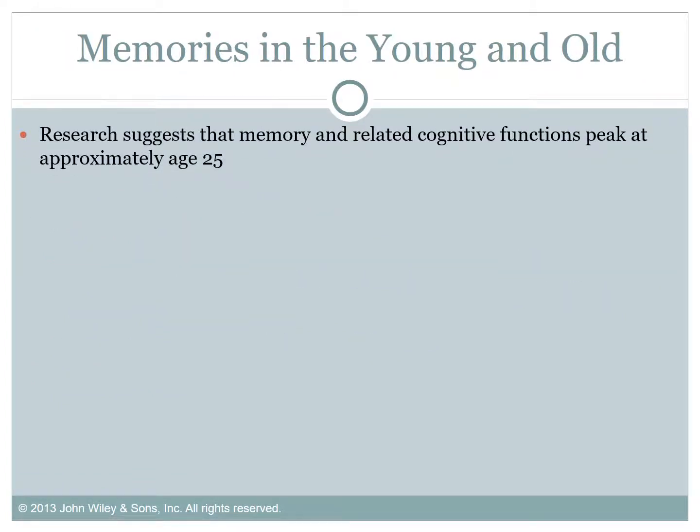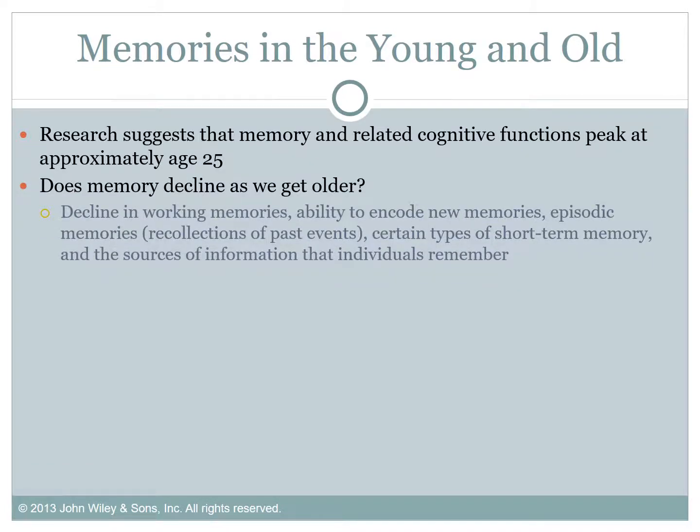So how does your memory change as you get older? We believe that memory and related cognitive functions peak around the age of 25. Some people do it a little bit sooner, some people do it a little bit later. However, that shouldn't be taken to mean that people who are older than 25 are having trouble with their memory, because that's not necessarily the case.